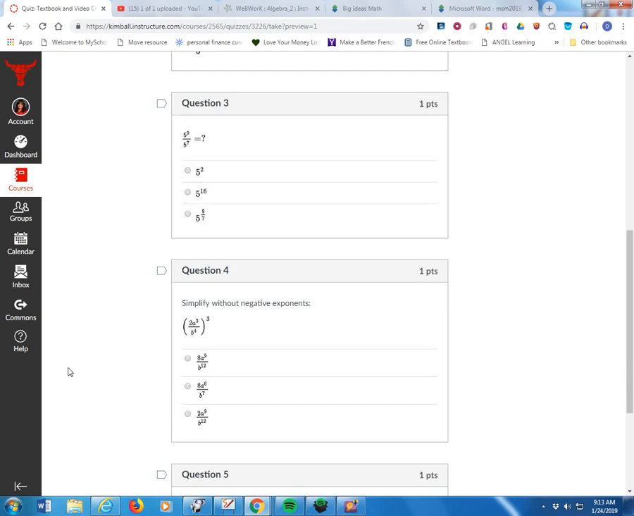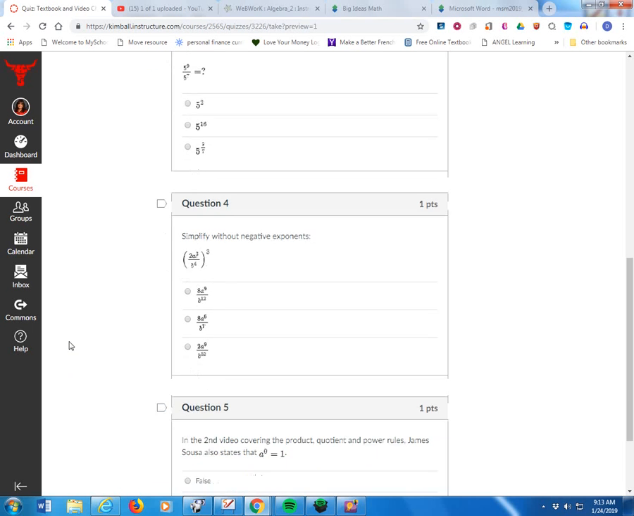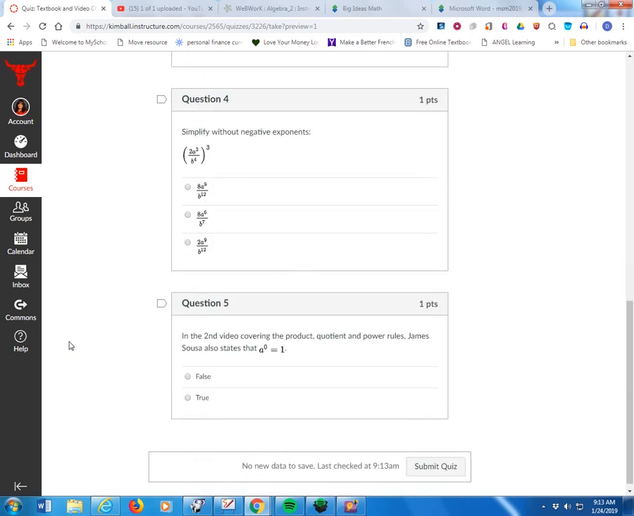5 to the 9th divided by 5 to the 7th. Subtract, so it'd be 5 squared. If I simplify that, well, it would be 8, because 2 to the 3rd is 8, a to the 9th, b to the 12th on the bottom. So it's this one. I'm pretty sure I put that one. 8, a to the 9th, b to the 12th.